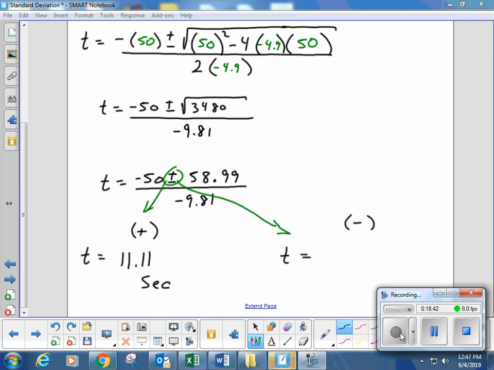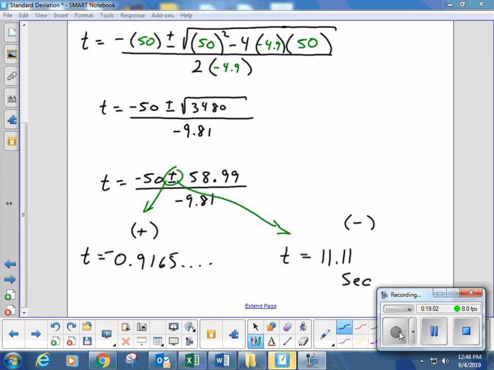Now let's see what I get for the other side here. I just did the minus version of that. Sorry about that. That belongs here. Let's do the plus version. And when I do negative 50 plus 58.99, enter, divided by negative 9.81, I'm coming up with negative 0.9165 dot dot dot.